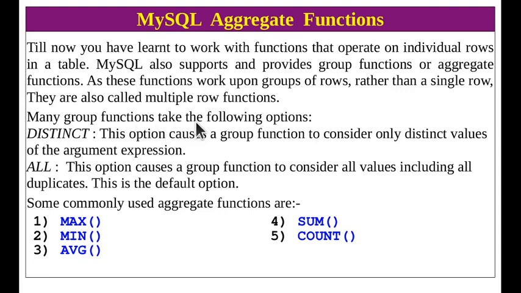Many group functions take the following options. 1. Distinct. This option causes a group function to consider only distinct values of the argument expression. Second, all. This option causes a group function to consider all values including all duplicates. So, you don't have to mention all because it is the default option.